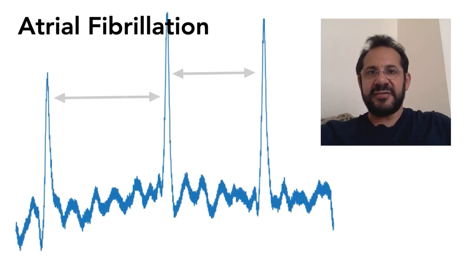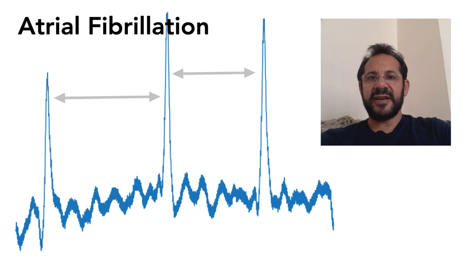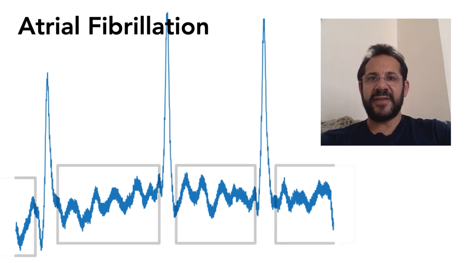Atrial fibrillation is an irregular heart rhythm. You'll see here on the ECG trace, there's a wavy, irregular, chaotic line, which looks like a noisy connection, as it were, on an oscilloscope. And this is actually erratic, irregular activity in the top chamber of the heart.